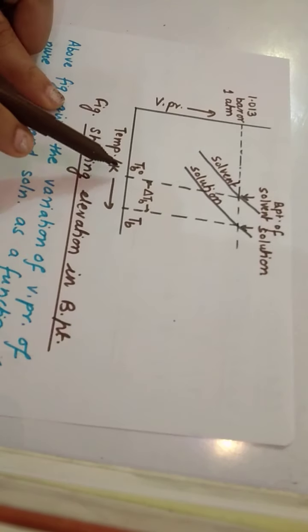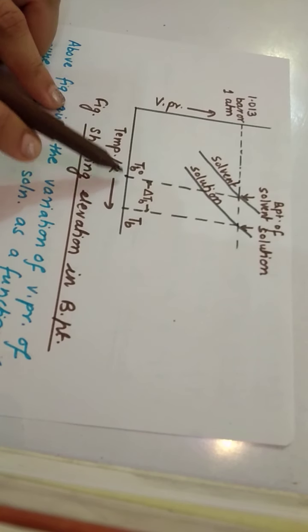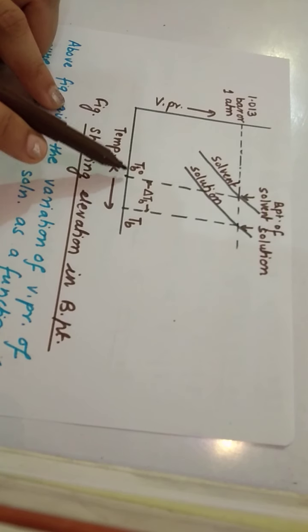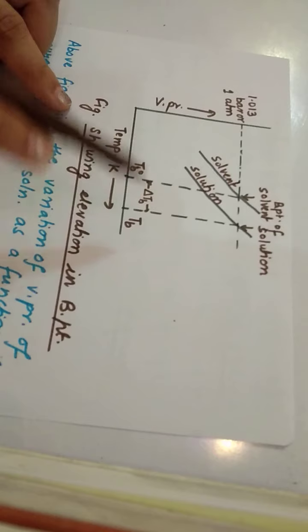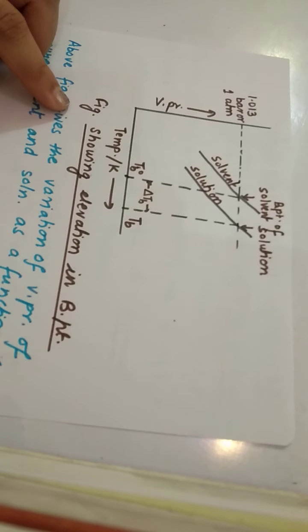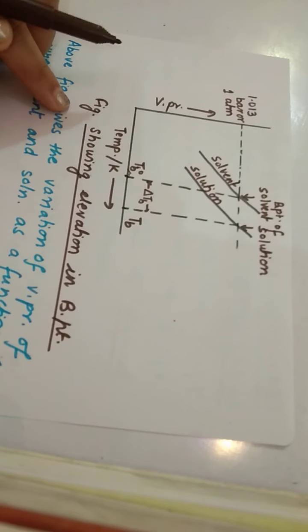Now if Tb naught is the boiling point of the pure solvent, that is 100 degrees Celsius for water. But if we take a solution, that is, if we add a non-volatile solute to that pure solvent, then we get a solution. If you boil the solution, the boiling point of that solution will be higher than the boiling point of the pure solvent.